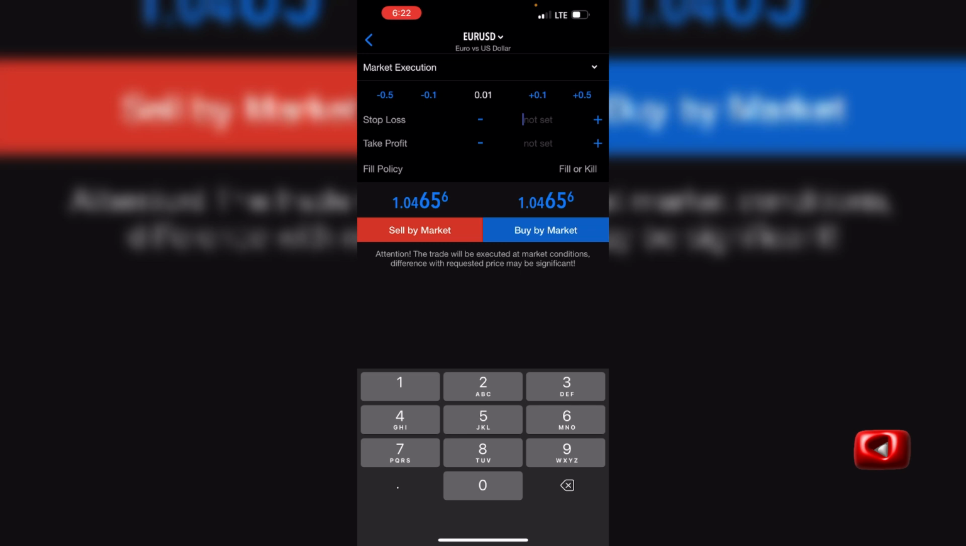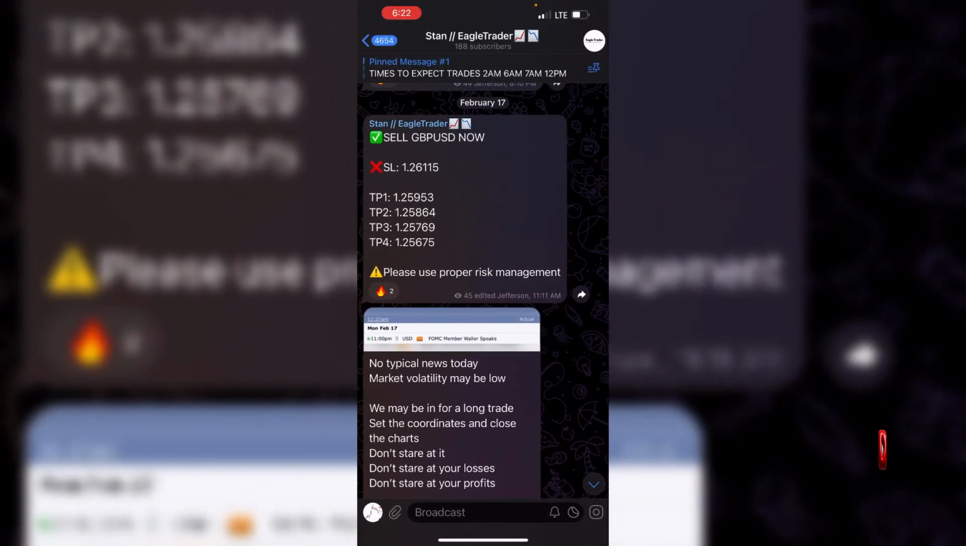But guys, this is just basically how to go about it and how to trade the market. I just hope that you've had a quality educative time.